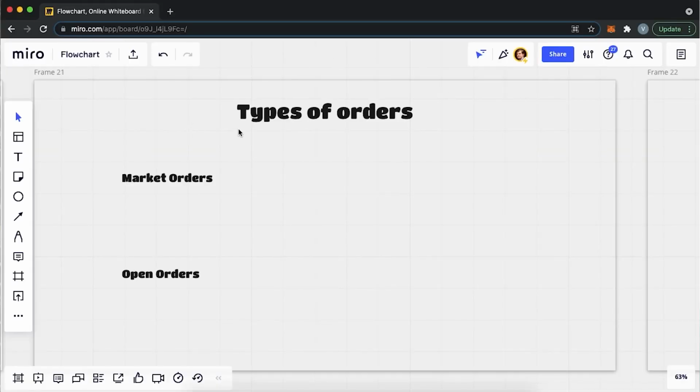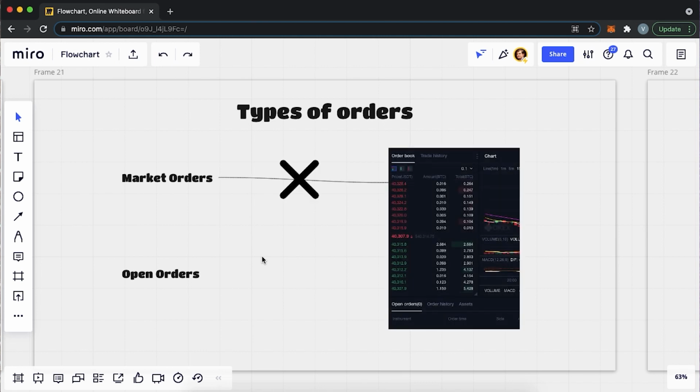There are different types of orders which you can have on exchange platform. Market orders and open orders. With a market order, you are buying an asset for its current market price. This order never goes into the order book. If you place an open order, you are telling the platform that you would like to buy or sell when the price hits a specific level. This order does go into the order book.